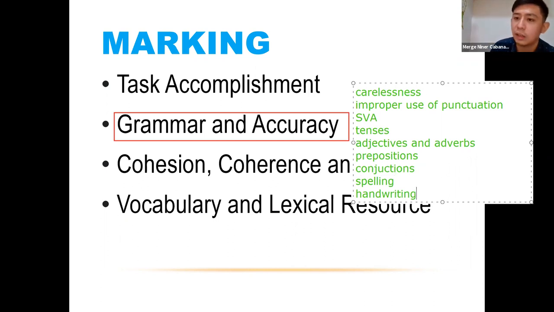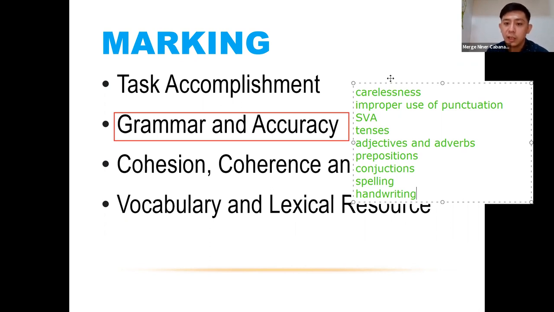There is a part of your answer sheet that says illegible, which means that if your handwriting cannot be understood, examiners will not waste their time trying to decode whatever you put there, and they will give you a reduction off of your score. So with grammar, you have to be careful. Make sure that your sentence structures are accurate.